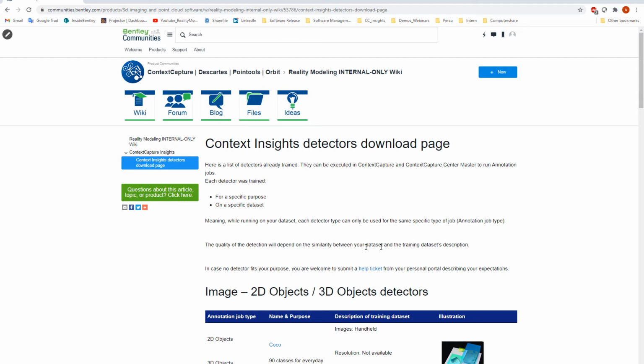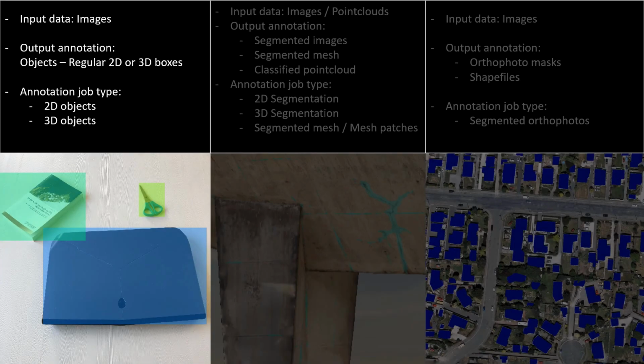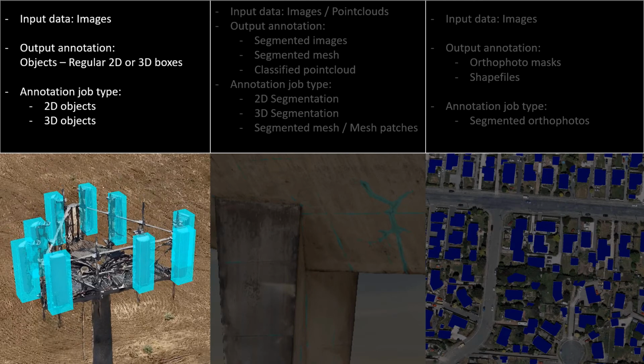What are my input data? What do I expect as an output? In this regard, which annotation type will be suited so I can select the right detector? If I am focusing on asset inventory, 2D and 3D objects based on images will probably be the right choice, so I'll focus on this section.